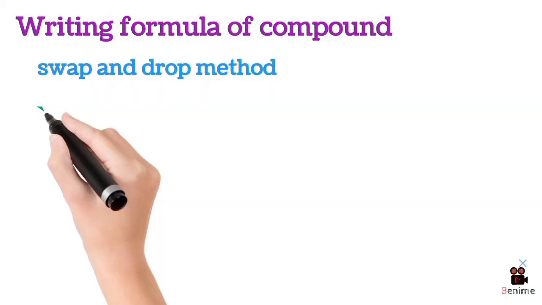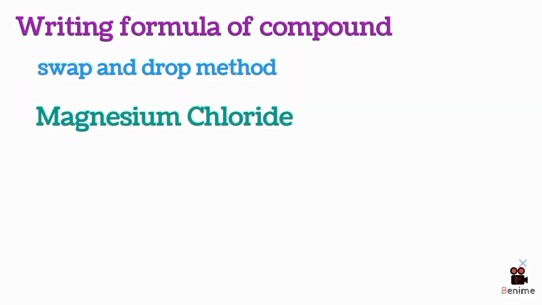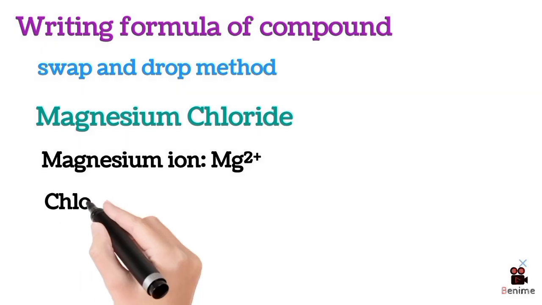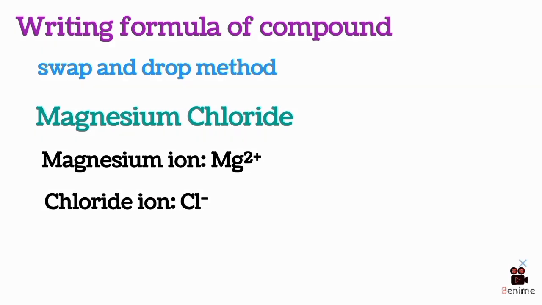Let's try making magnesium chloride. Number 1, write the symbols and charges. Magnesium is group 2, so it's Mg2+. Chlorine is group 17, so it's Cl1-. Now swap the numbers, ignore the plus and minus signs. Number 2, take the 2 from magnesium and give it to chlorine. Take the 1 from chlorine and give it to magnesium.